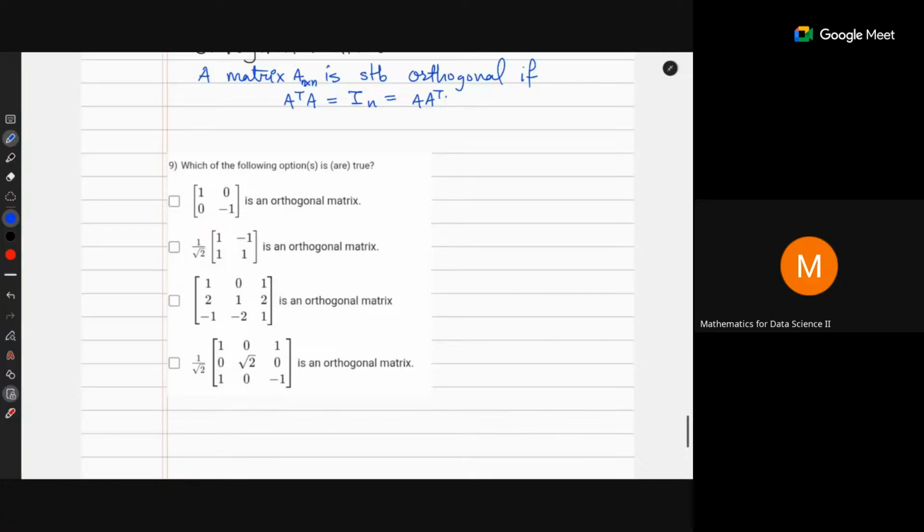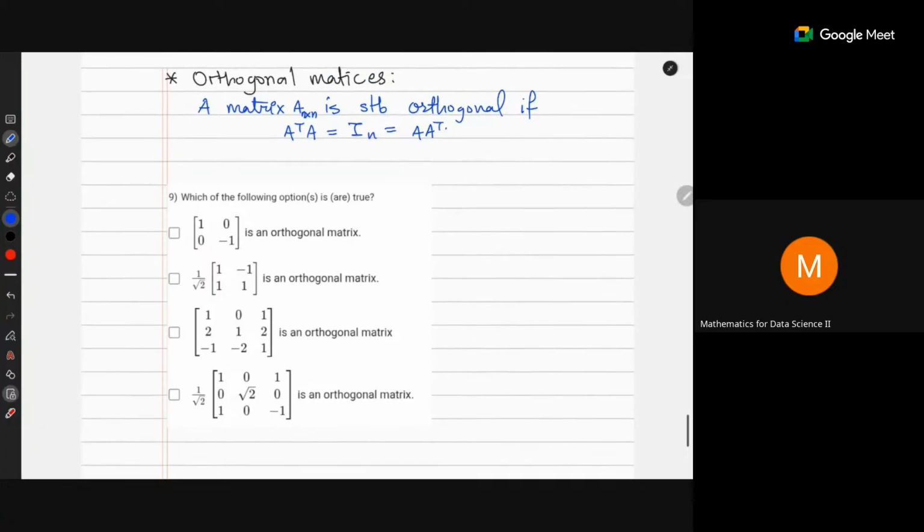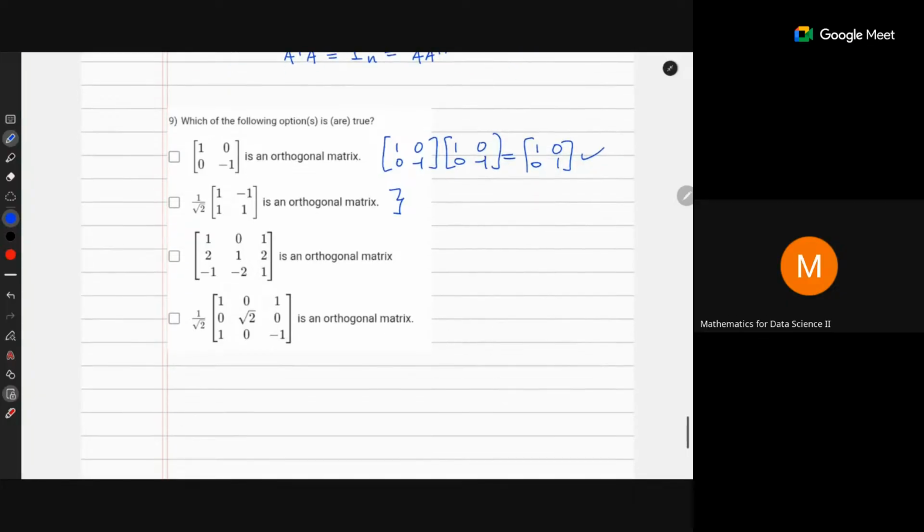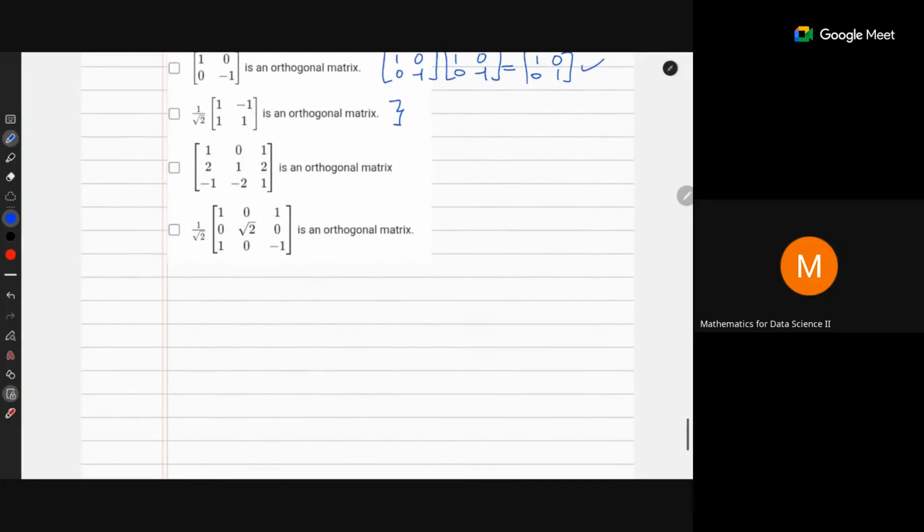And which of the following options is an orthogonal matrix? You can check this condition and you can tell which one is the orthogonal matrix. So, for example, in case 1, it is an orthogonal matrix: 1, 0, 0, minus 1 multiplied with its transpose. All right. So it is orthogonal. You can check the other cases as well, similarly. I'm leaving this as an exercise for you to do.